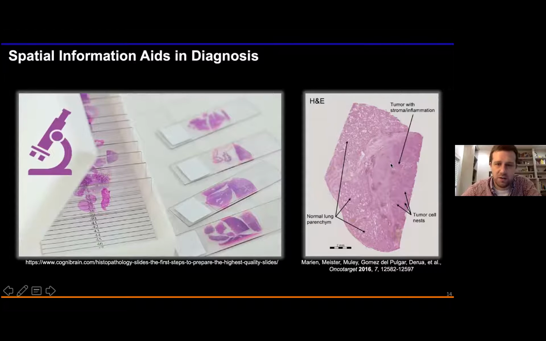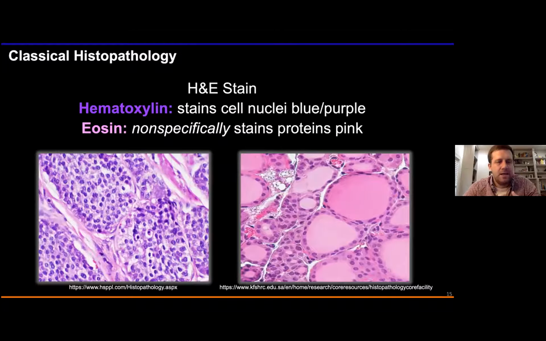And so that can be really important if we're, for example, doing a tumor resection surgery or some other type of analysis. Classical histopathology uses a number of different types of stains to stain those tissue sections and allow for visualization of the cells for the pathologist to make a diagnosis or a classification. One of the most common stains is an H&E stain, or hematoxylin and eosin stain.